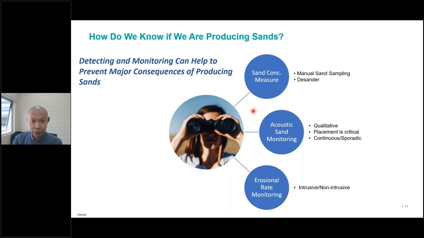So I start with the simplest one, the sand concentration measurement. It's quite simple. I'll cover it in the next slide. We can do manual sand sampling, or we can catch the sand through a desander or a screen and measure the quantity of sand produced. That's the first method. The second method is acoustic sand monitoring. As its name suggests, the device relies on the acoustic signal to determine whether the well is producing sand or not. The third one is erosion rate monitoring. It basically measures the impact and the consequence, the erosion itself, not the sand concentration.